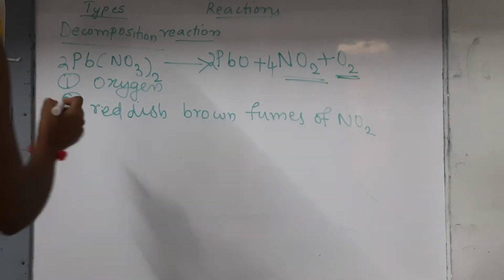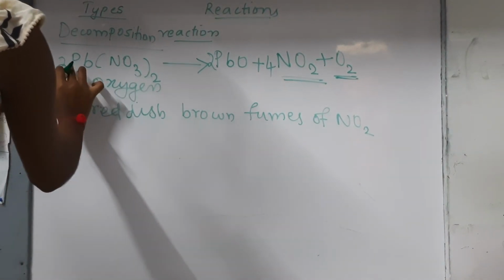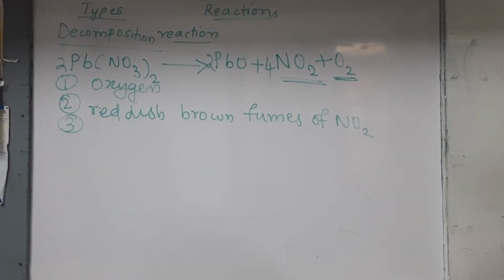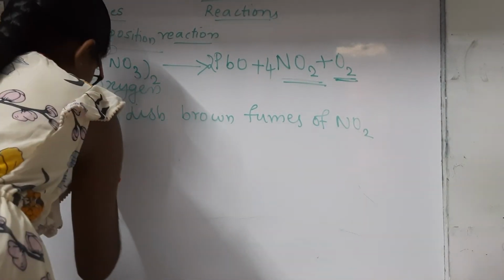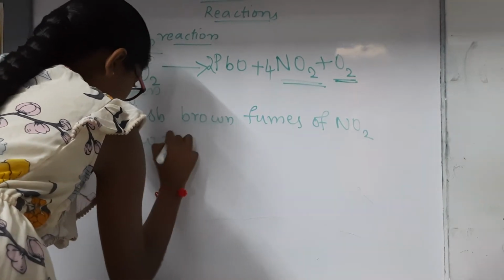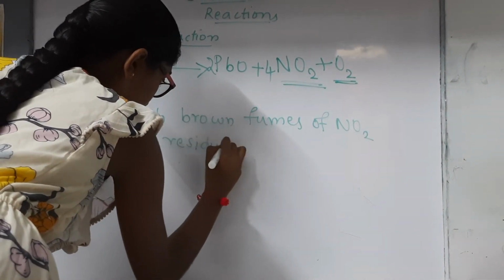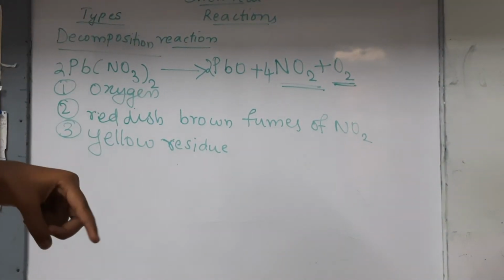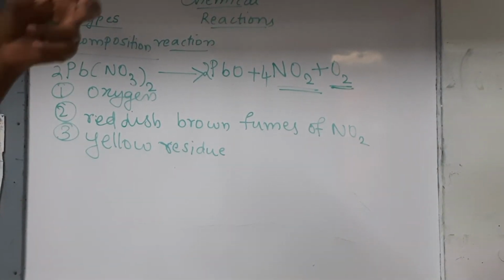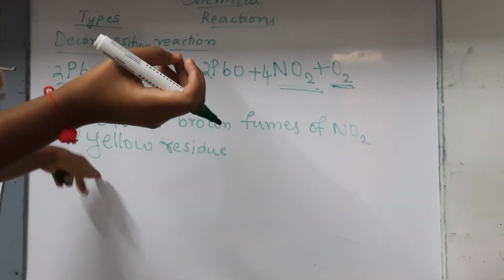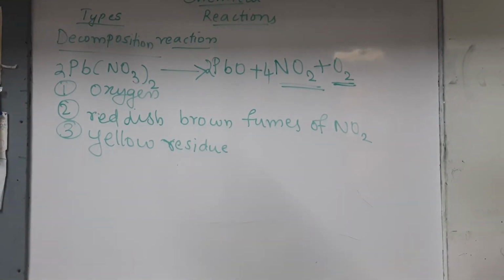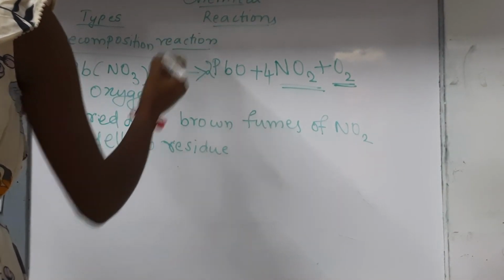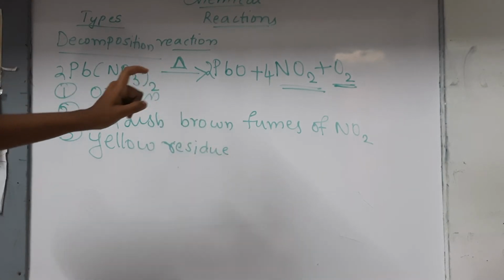The third observation is that the white colored Pb(NO3)2 changes into a yellow residue. Residue means the leftover part. When it is heated, the leftover part is the yellow residue. Here heat is provided, so we put this arrow mark.